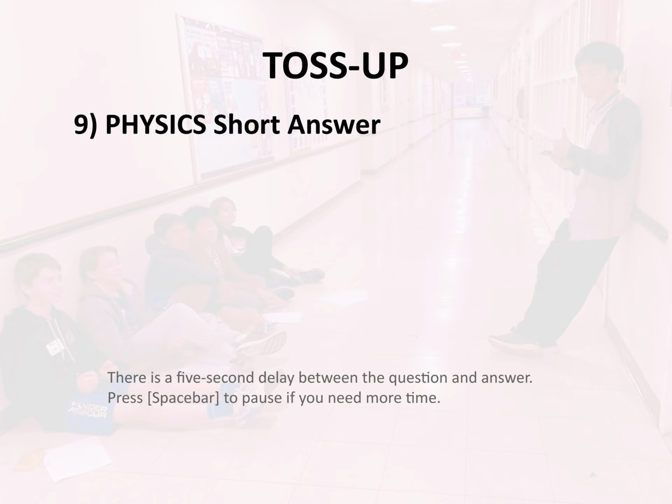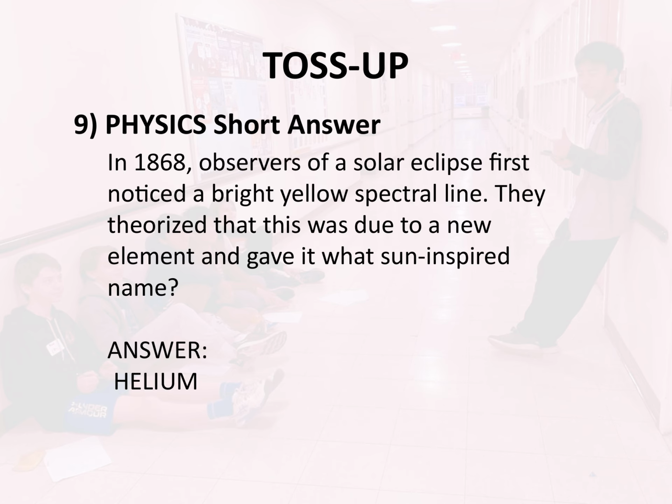Toss-up 9. Physics. Short answer. In 1868, observers of a solar eclipse first noticed a bright yellow spectral line. They theorized that this was due to a new element and gave it what sun-inspired name? Answer. Helium.